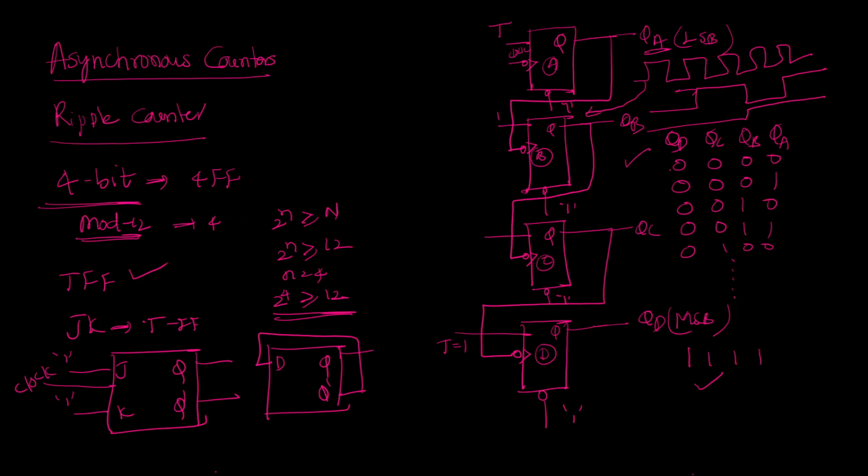Let's suppose I want to stop at n equals 5. Modify the counter. What is 5? 0 1 0 1. What do I need to do? QA is 1, QC is 1. So what I do is I'll take all the clears together. Here is a clear, here is the clear, here is the clear. All the clears I need to connect them.